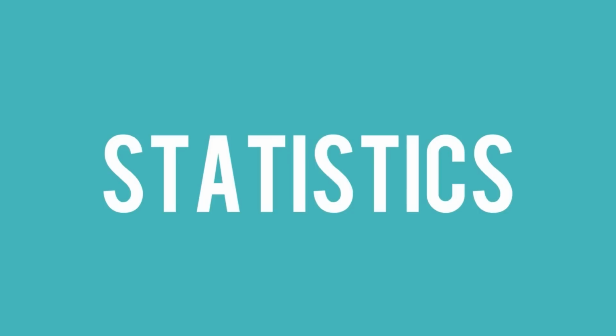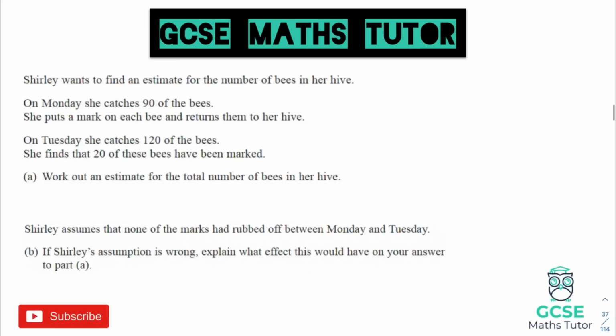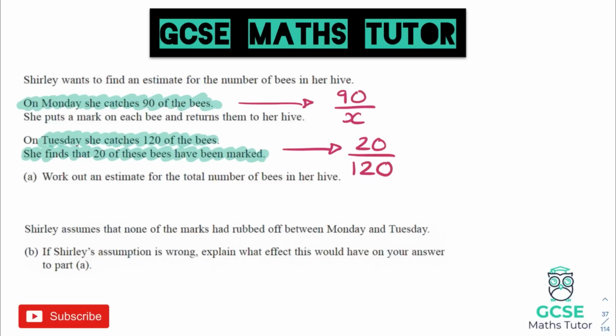Okay, on to statistics. When you're looking at capture-recapture, just read the question very carefully. We're going to write down as fractions each capture. So on the first one here, we had 90 bees were caught out of we don't know. For the next one, she catches 120 and 20 are marked. So there's our two fractions.